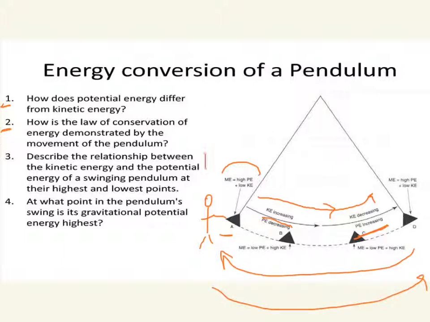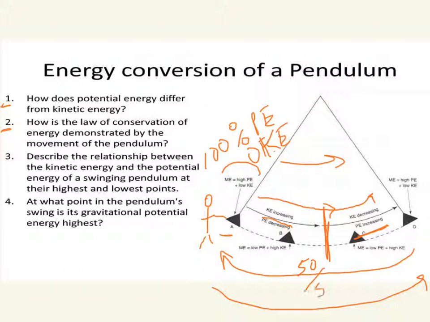So you're going to start with 100%, we'll say, of potential energy on this side and 0 kinetic energy. As we go across, right in the middle here, it's going to be 50, 50. And then as we get over here, it's going to be 100% of potential energy again, and 0 kinetic energy.